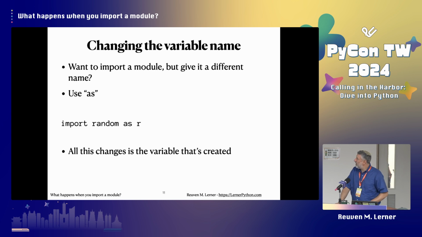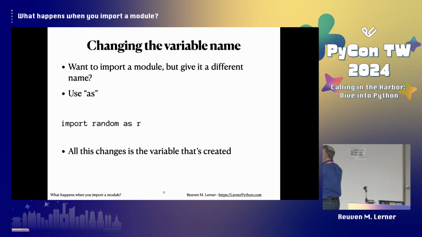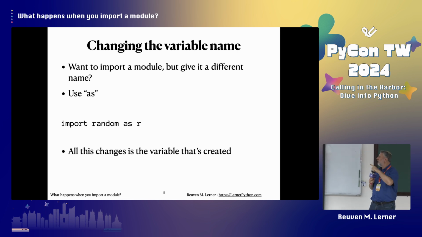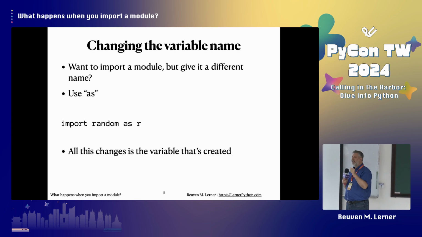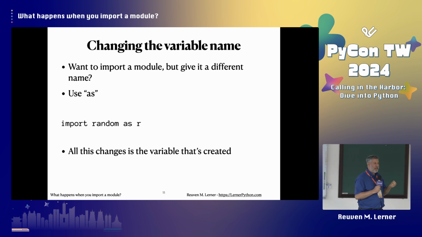Yeah, but what if I don't like the name? What if I want to import a module but use a different name for it? So I use as. So when I say here, import random as R, what am I doing? I'm still telling Python, go find the random module, we'll see how in a moment, and create a module object with it, and then assign it to random. But wait, don't assign it to random. Assign it instead to R. So everything we talked about before is true, but the variable name that is created is different.